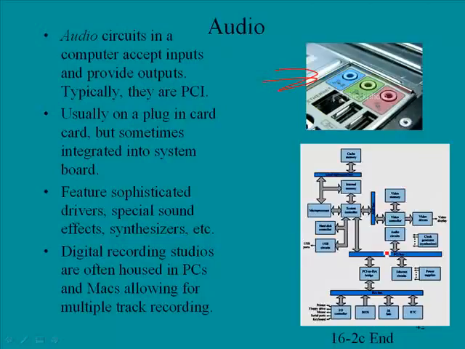But on some systems, just to produce systems more cheaply, all the audio functions will be placed on an IC, and it's just soldered into the system board. Now that makes the system cheaper, but it makes upgrades kind of difficult.